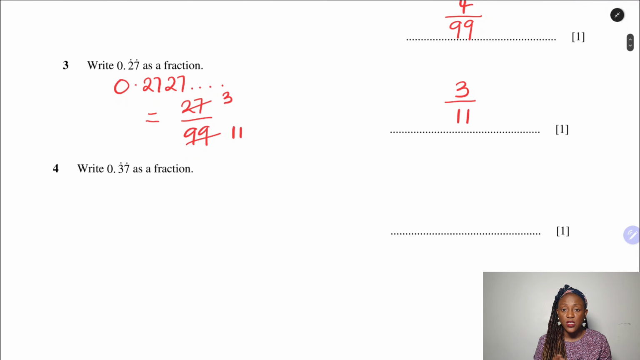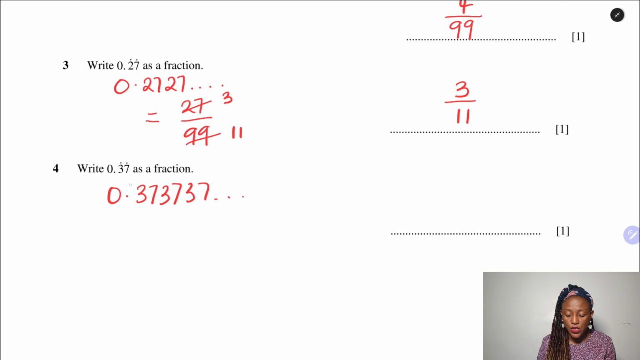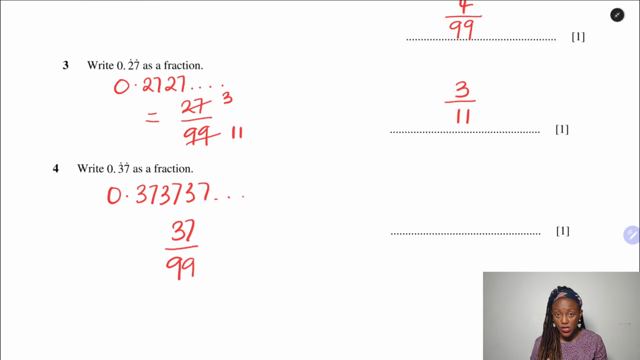All right, moving on to the next one, a very similar question. Here we know what to do right away. This means 0.3737 and so on. And since there are two digits recurring, we have 37 over 99. Now, it's not in all cases you can take the fraction to its lowest term. In this particular scenario, there is no common factor between 37 and 99. So we'll leave our answer as 37 over 99.